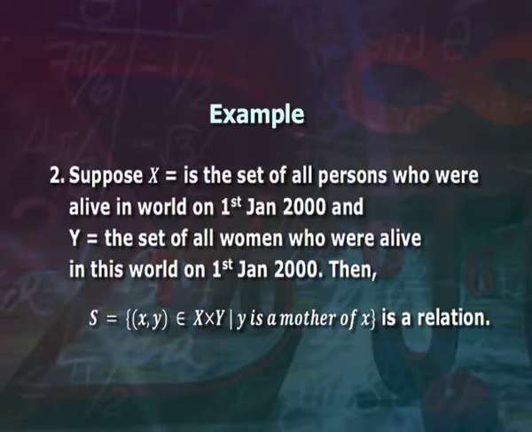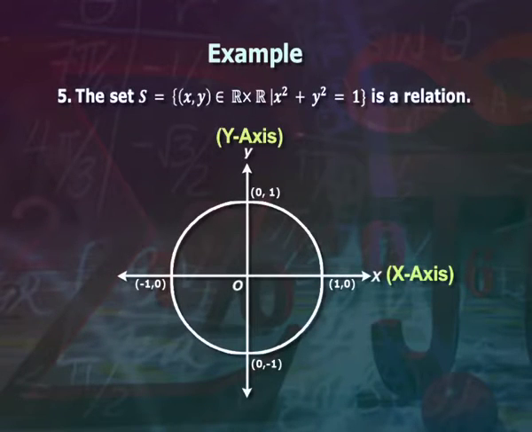In example number 2, if x is a person who was alive on 1st January 2000, but whose mother had died and was not there on that day, then for such x in X, there is no y in Y such that (x, y) is in R. In example 5, it is very clear that if we take x greater than 1 or less than minus 1, then for such x, there is no real number y such that x² + y² = 1, and therefore, there is no y such that (x, y) is in R.